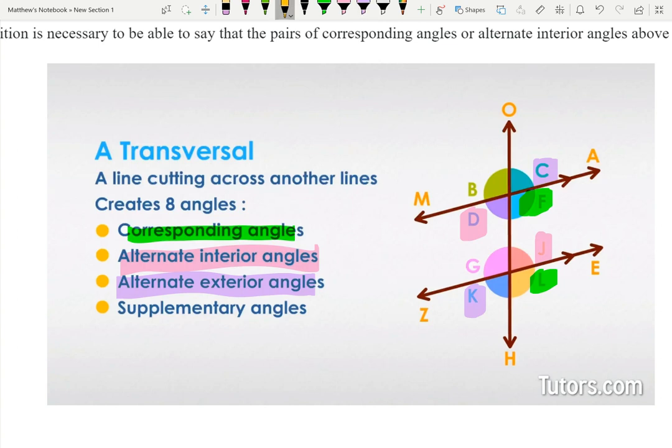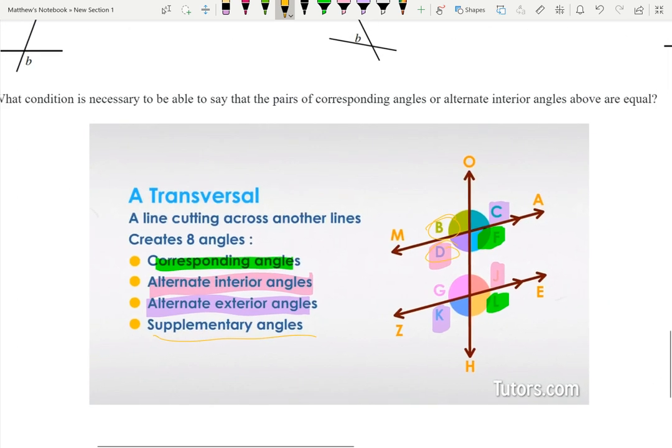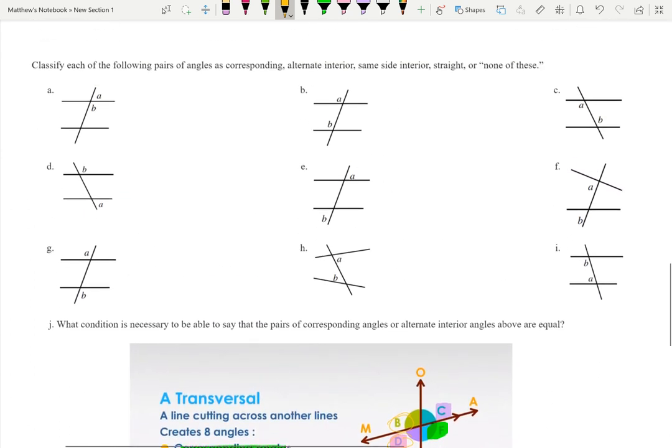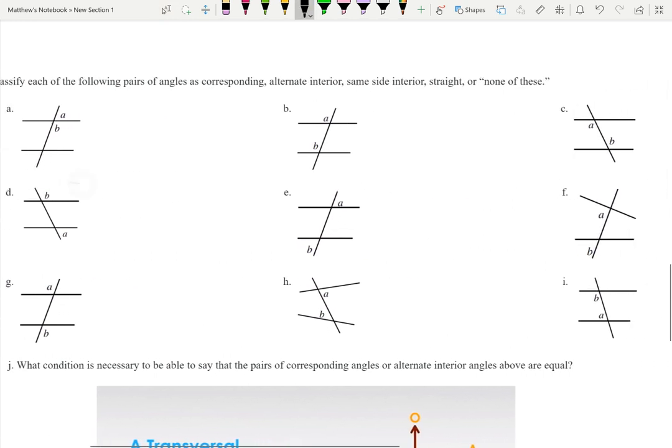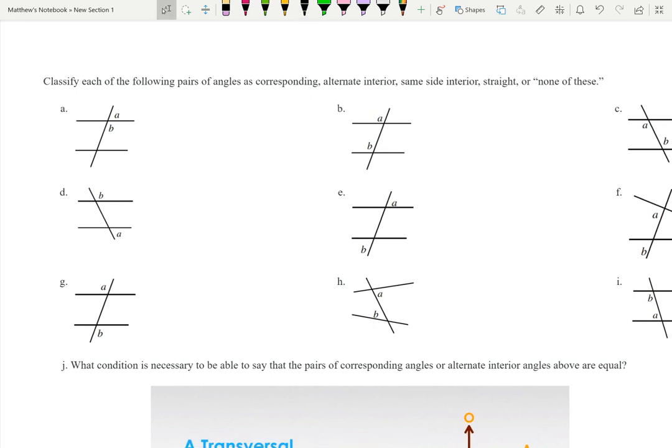And then finally, we see supplementary angles, which are going to be angles that add up to 180 degrees, like angle B and angle D. So since we have a little bit of an introduction to the words through the vocabulary in our book, as well as the diagram down below, let's go ahead and answer this question. It says, classify each of the following pairs of angles as corresponding, alternate interior, same side interior, straight, or none of these. So we have 9-5 here.